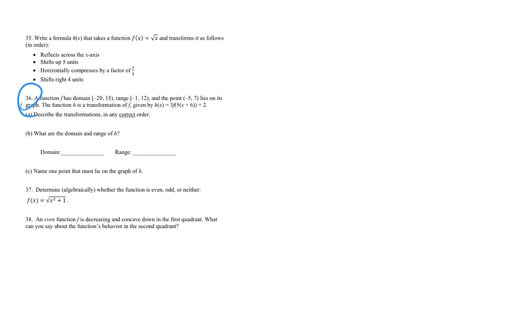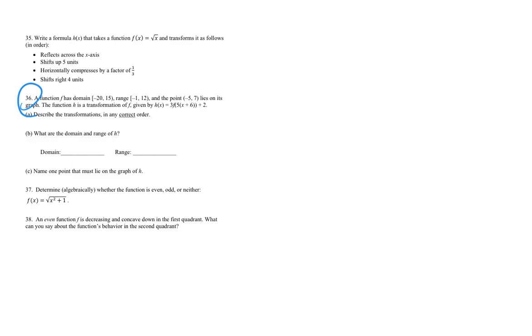A function f has domain -20 to 15 and range -1 to 12, and the point -5, 7 lies on its graph. The function h is a transformation of f given by that. Okay, so we want to transform everything, so to describe the transformations in the correct order. Okay, so let's start with the vertical stuff, I guess.